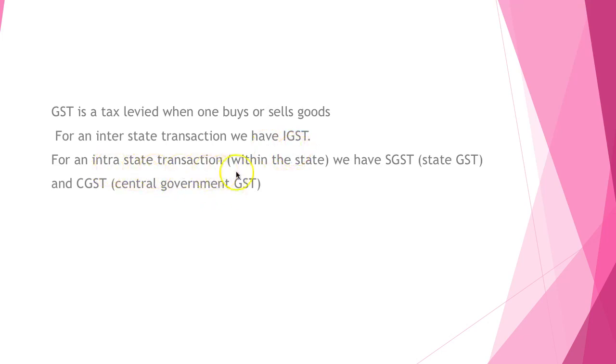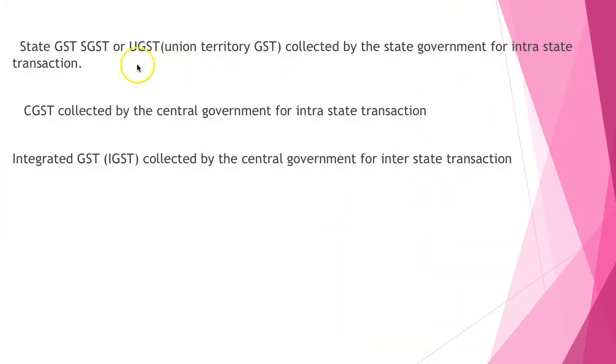For an intrastate transaction, that is transaction within the state, we have SGST, that is state GST, and CGST, which is central government GST. So state GST or UGST, that is Union Territory GST, is collected by the state government for intrastate transaction. CGST is collected by the central government for intrastate transaction. And integrated GST, IGST, is collected by the central government for interstate transaction.